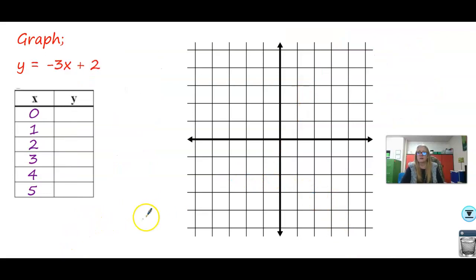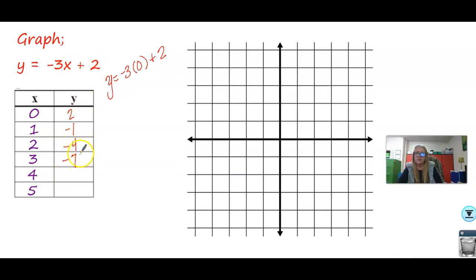Let's do this again. Okay, here we have a new equation. If you substitute 0 here, I'm not going to write each one of these. I'm going to bore you to death here. You would have negative 3 times 0 plus 2. Well, that would be 0, so y is positive 2. If you put a 1 here, you would have negative 3 plus 2, so y would be negative 1. If you put a 2 here, you would have negative 6 plus 2, which is negative 4. If you put a 3 here, you would have negative 9 plus 2, which is negative 7.